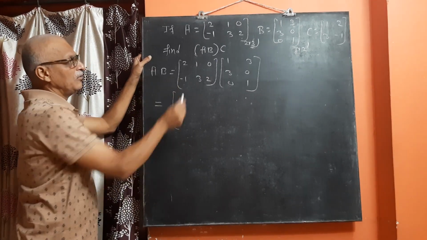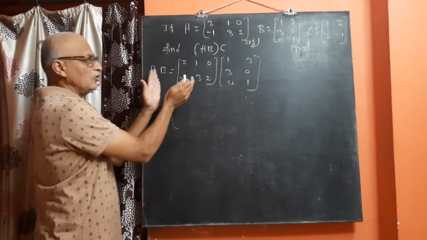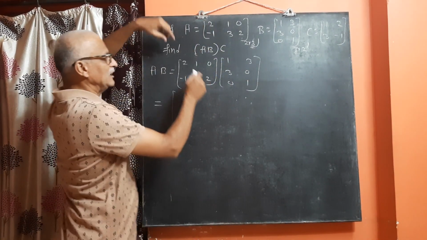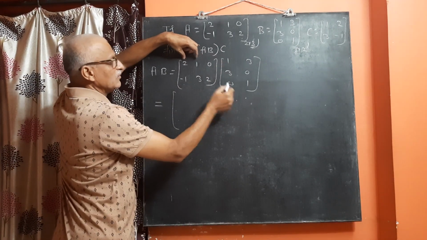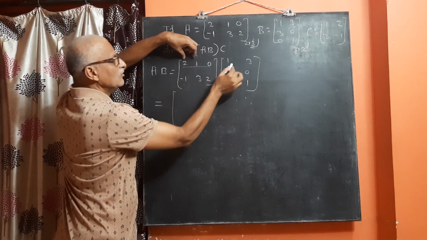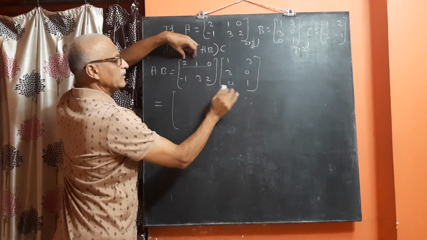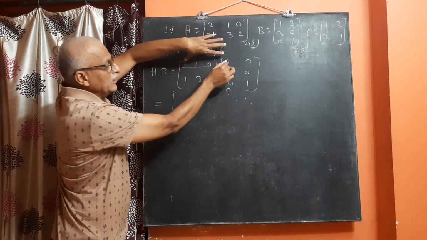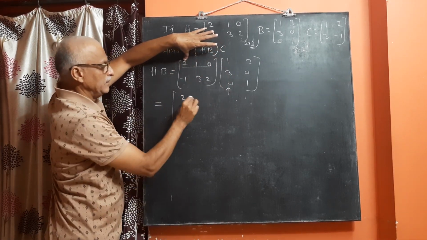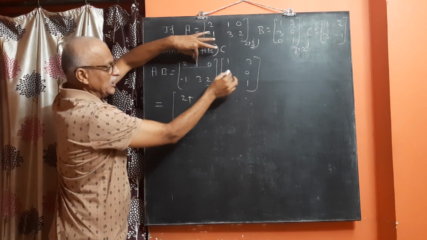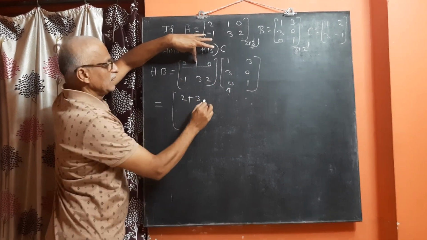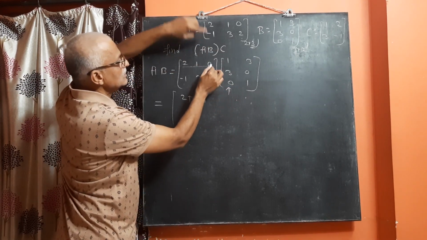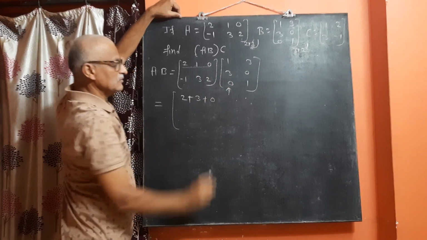Now our basic idea is that the row of the first matrix gets multiplied with the column of the second matrix. That means first row and first column. First you have to multiply this row with this column. So 2 into 1 is 2, plus 1 into 3 that is 3, plus 0 into 0 that is 0.